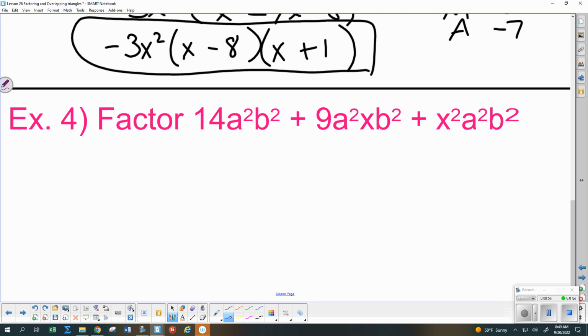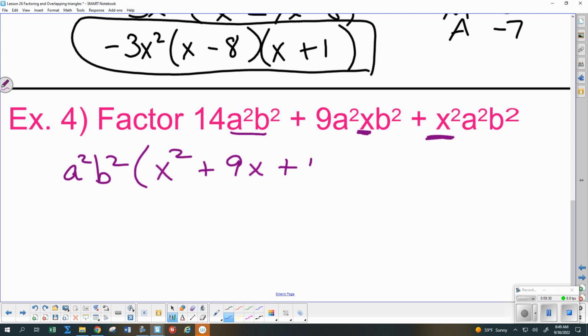Thumbs up, thumbs down for a squared b squared. So if we pull that out, then will that leave us things in the right order? So we really are going to want to start with this one so we can start with the x squared, right? So if I factor a squared b squared out of that, I've got x squared. This one's going to have the x in it. So if I factor out a squared b squared, I think I'm going to have plus 9x. And if I take the a squared b squared out here, I've got a plus 14.